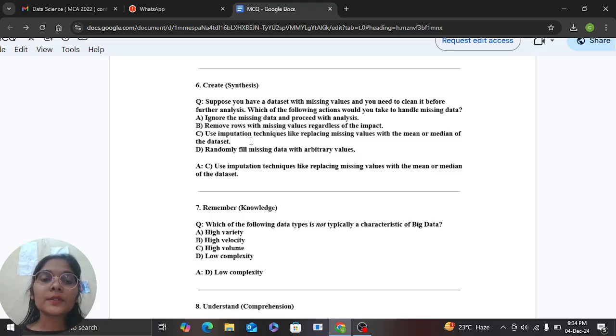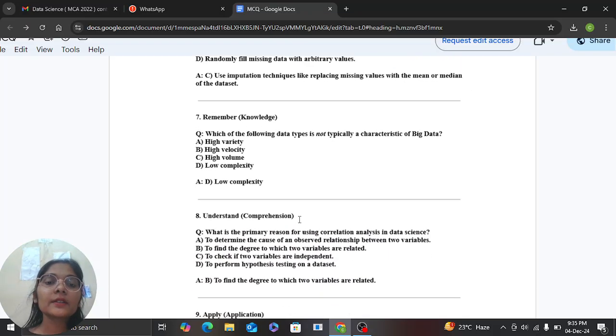According to these options, we will use the imputation technique, like replacing missing values with the mean or median of the data set. Now the another one is, which of the following data type is not typically a characteristic of big data? The answer is low complexity. The data which have a low complexity will not be considered as big data.